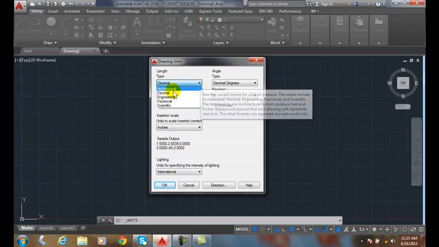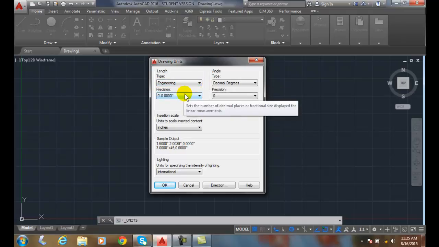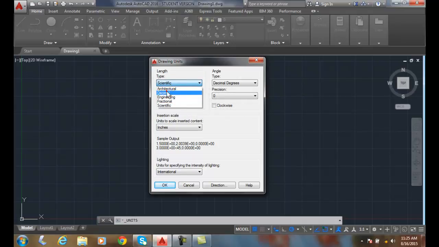There are some other ones here. We have engineering. Engineering is used for civil and survey. And we also have fractional. This is the old way of doing mechanical. They used to do it in 1 foot 1/16 of an inch. They don't do that anymore. They do it in decimals now. And we also have scientific. Scientific is used for astronomy. It's also used for chemical engineering. So we're going to go typically with decimal or architectural.